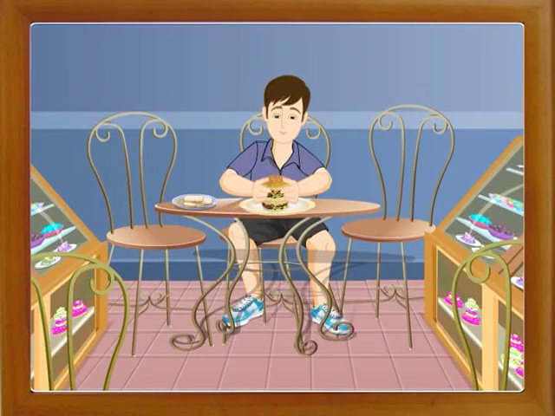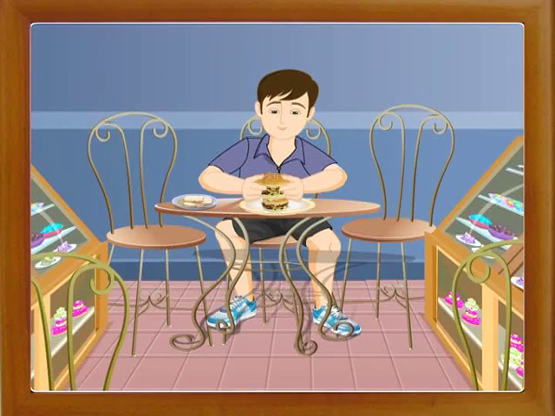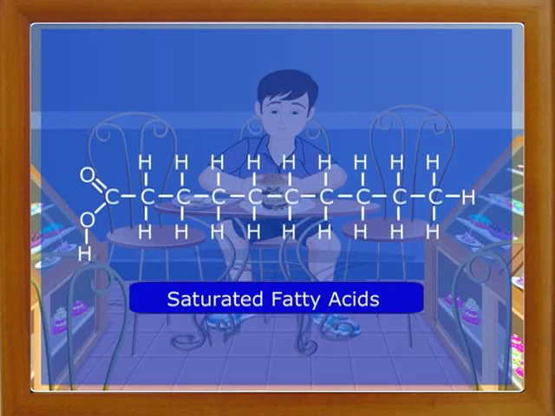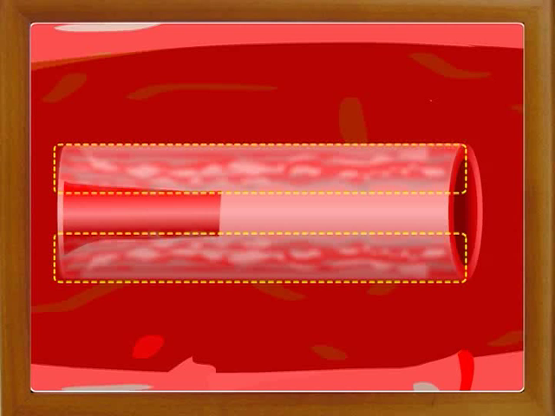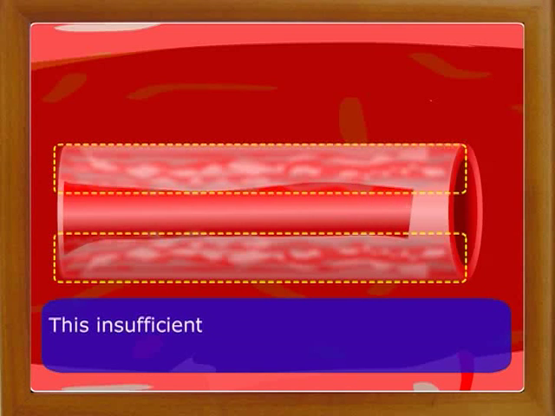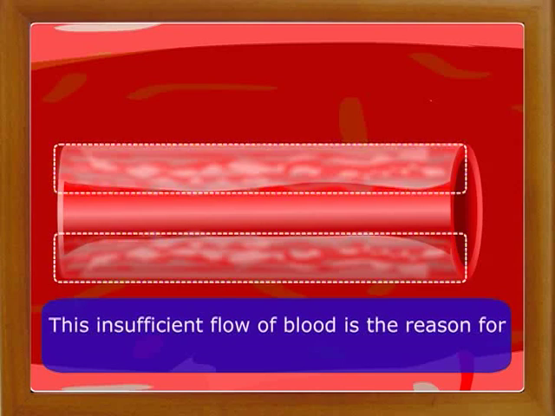But too much consumption of food containing fat, that is saturated fatty acids, and cholesterol can cause serious illnesses. Look at the following illustration. Here you can see a normal functioning of artery. Now look at the artery where excess cholesterol and saturated fatty acids deposit on the arterial wall. You can observe that blood supply is reduced in the artery deposited with fatty layer. This insufficient flow of blood is the reason for heart attacks.